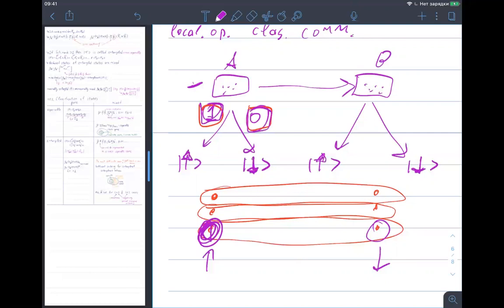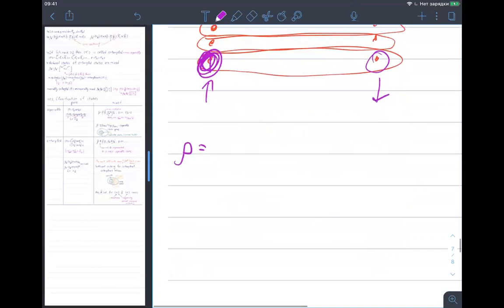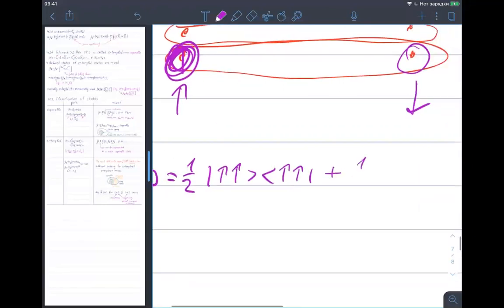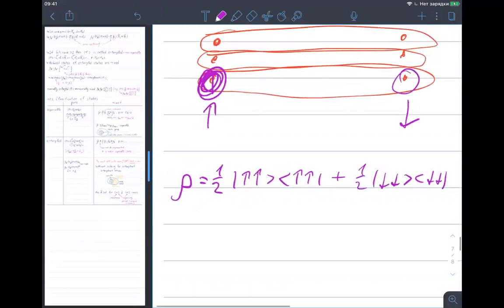Up plus down. And 1 over square root of 2. So actually the result will be the following: it will be 1/2 up plus 1/2 down. And this state will be not entangled.